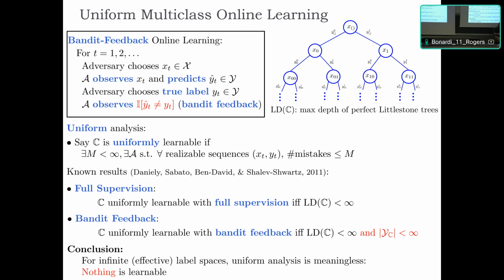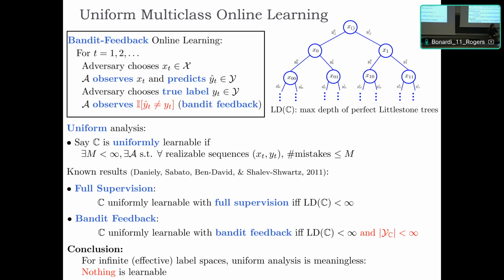In particular, if you have an infinite effective label space size, the uniform analysis is just meaningless. It just says nothing is learnable. It doesn't motivate algorithm design. You can't explore this problem at all using this definition of uniform learnability. Even for just constant functions or something simple like this, you can't do anything.